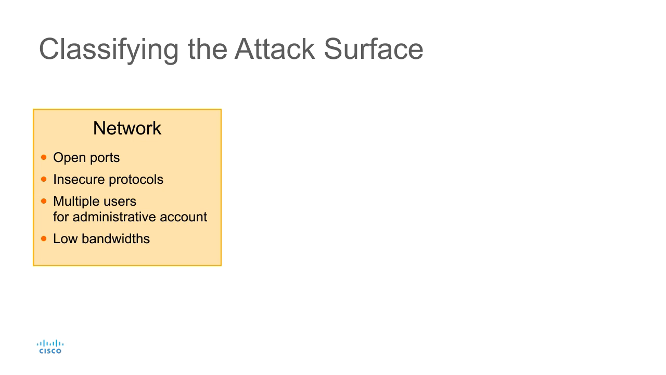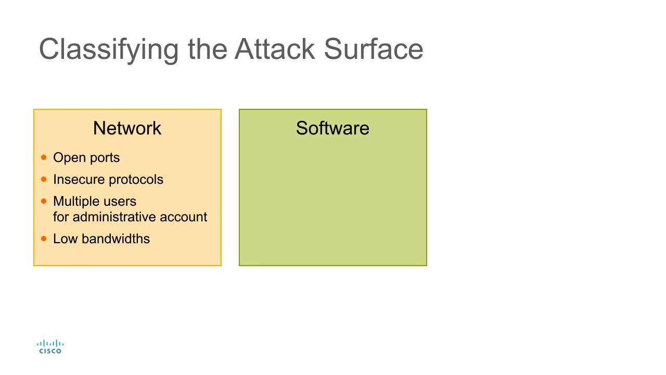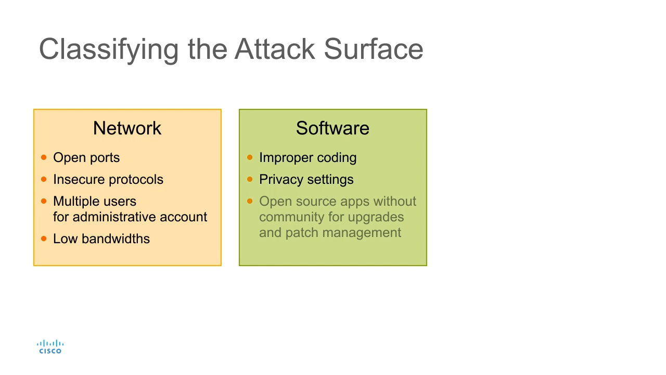Now another area that would be included in our attack surface would be software. In terms of software, what we're talking about here are problems with the coding, right? So it could be improper coding, vulnerabilities in the application, poor privacy settings. Oftentimes people use open source applications and therefore the community is not maybe providing upgrades and patch management very well, and so that would cause some problems.